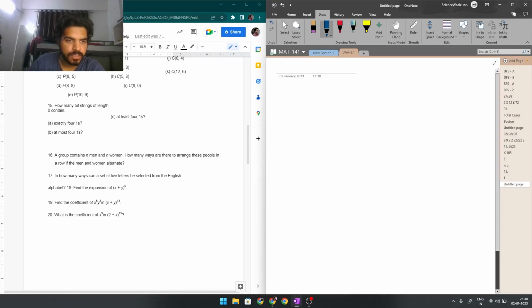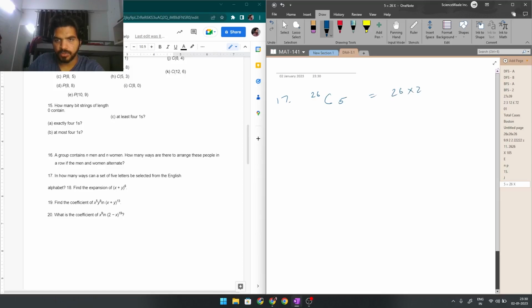17th question. How many ways are there five letters can be selected from the English alphabet? Since we have to just select, we do not have to put them together. That means we have to just find the combination, not the permutations. So we'll take 26C5. 26 total options, 5 we have to select. That will be 26 combination of 5.